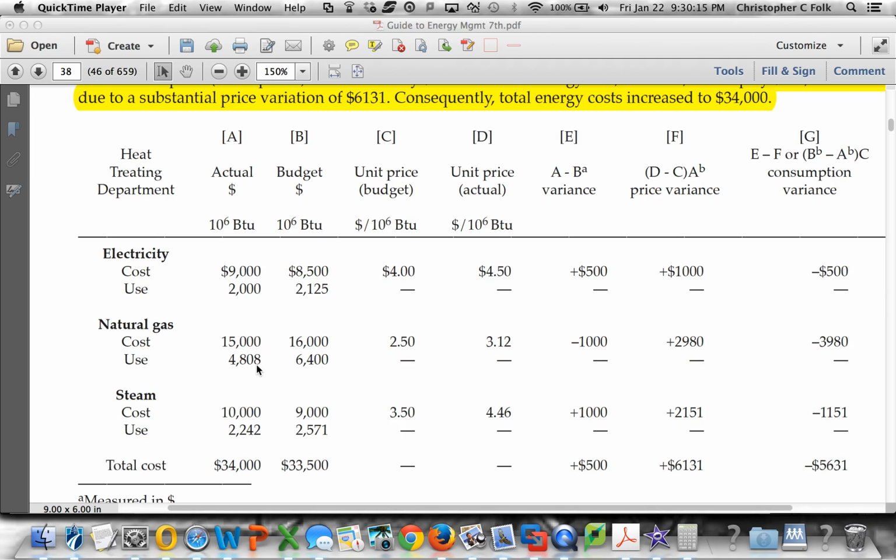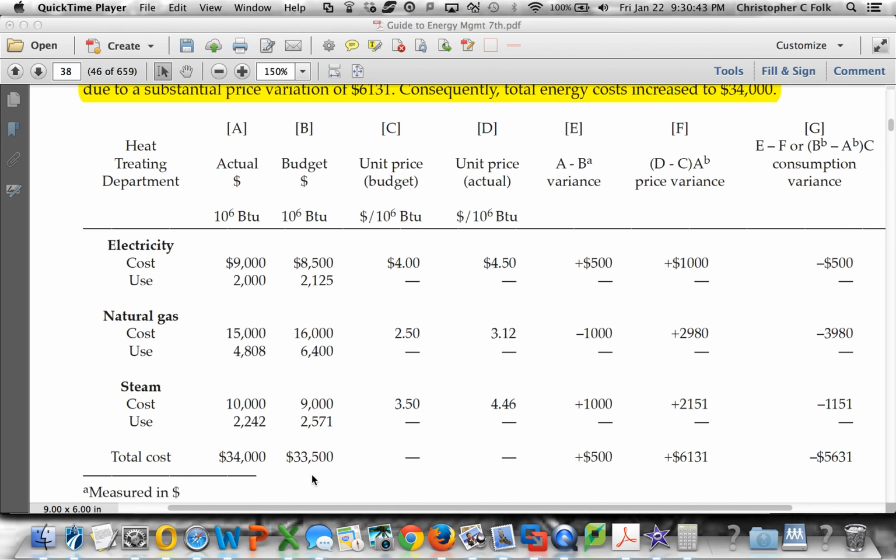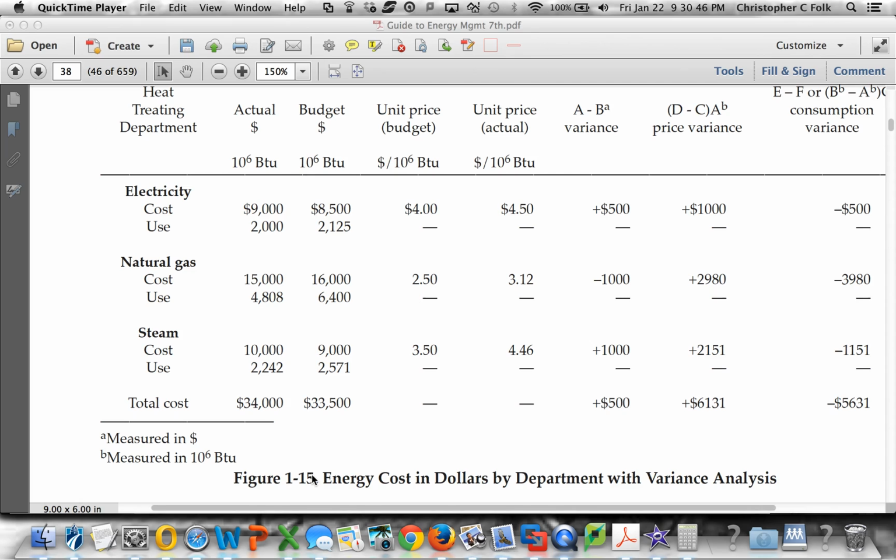Same thing happened in their natural gas cost and in their steam cost. So, although they budgeted for $34,000, and they budgeted for $33,500, they spent $500 more. But had they not followed through with the energy savings, and used the budgeted amount of energy, it would have cost them an additional $7,000. It was the amount of cost savings that they had.